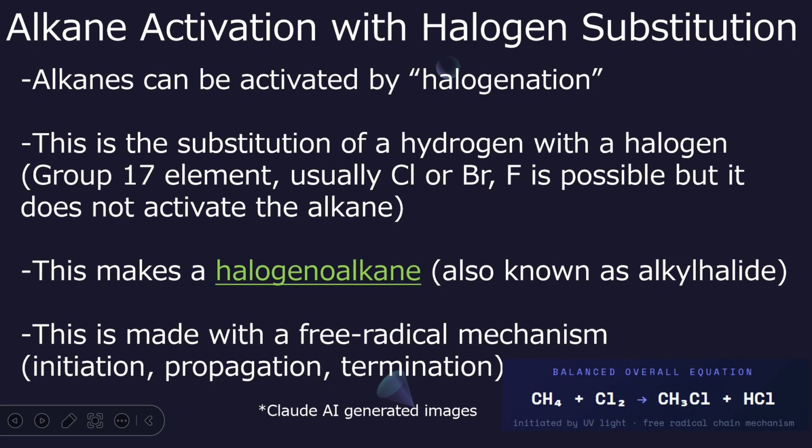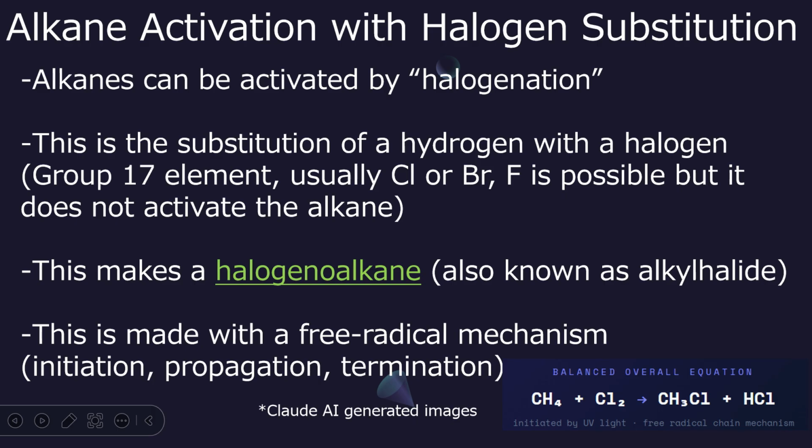So, alkane activation with halogen substitution. This is another thing that alkanes can do. They can be activated by what we call halogenation. It will involve a halogen, a group 17 element. So we can substitute a hydrogen on an alkane with a group 17 element. Usually it will be chlorine or bromine.